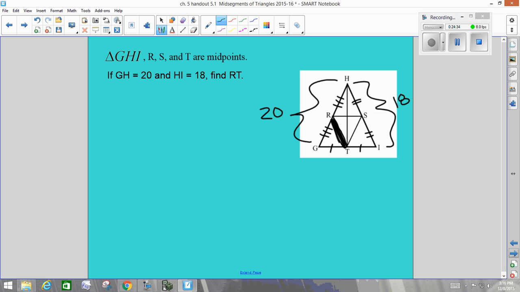Why? Good. Yeah, it's got to be 9 because it's half of HI. It's half of the side it's parallel to. You don't want to cut half of what it's intersecting.